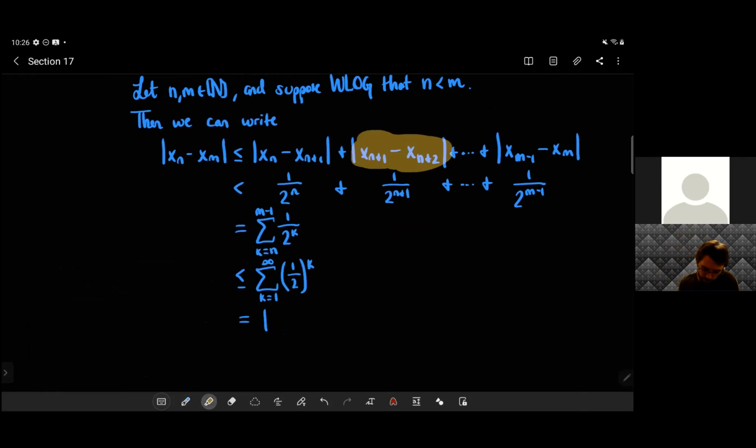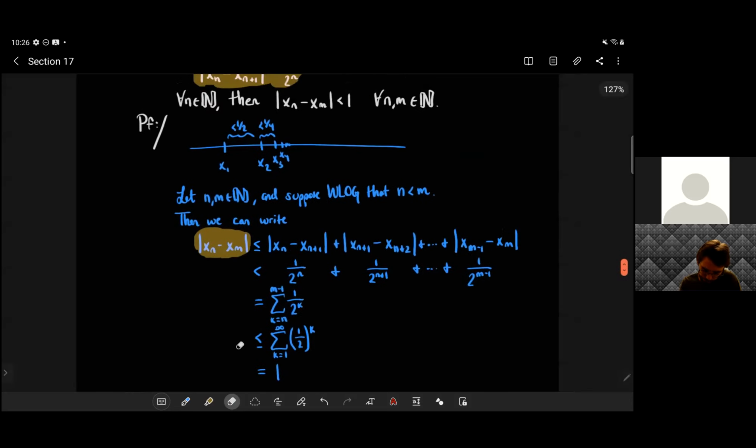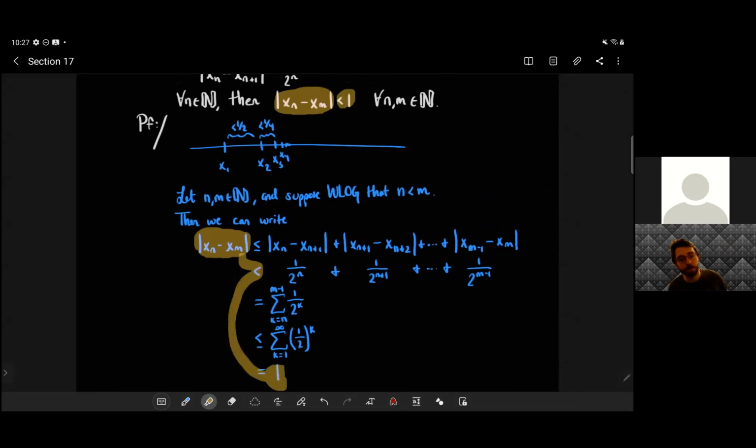And so lo and behold, we started with this quantity, same quantity that was mentioned here. And we eventually showed it was less than 1, which is exactly what we wanted. And maybe that's what you thought of when I drew this picture. It looked like a sort of geometric or sub-geometric series. There you go. It's a nice application of the triangle inequality.